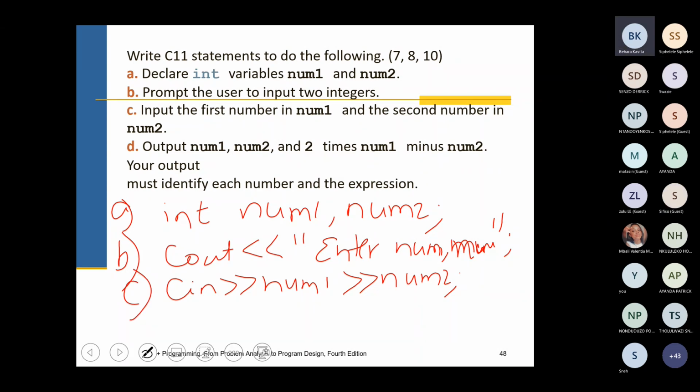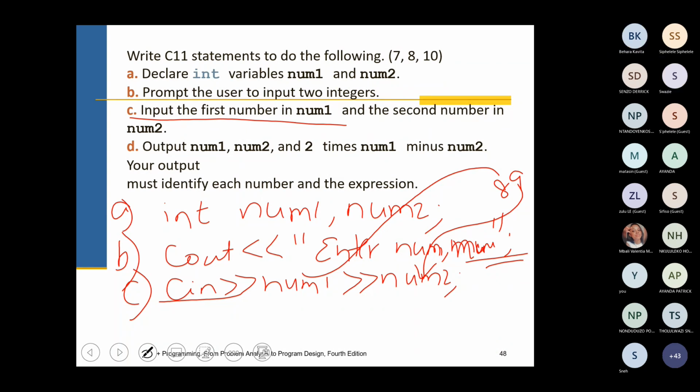Whatever values you give me, let's say 8 and 9, 8 automatically goes into num1 and 9 automatically goes into num2, because we have used cin to input the first number in num1 and the second number in num2. Am I clear, guys? What will be your D?